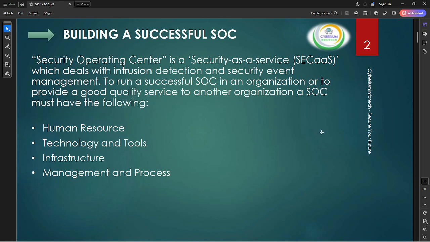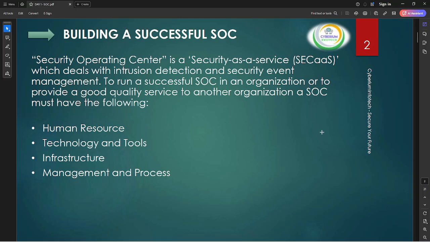After that, if you want to build a SOC, what are the important things you have to look out for while building a successful SOC? A Security Operations Center is security as a service, which deals with intrusion detection and security event management. To run a successful SOC in an organization, or to provide a good quality service to another organization, a SOC must have the following things: human resources, technology and tools, infrastructure, management and processes. Okay, so it is very important to know about this.